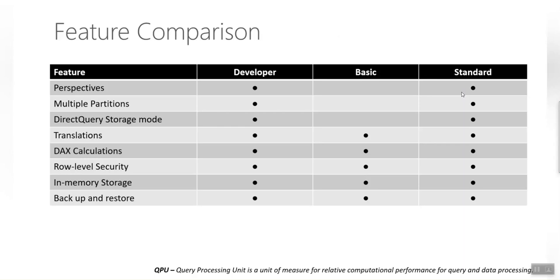The Developer Edition is a really cheap edition that you can use to do exactly what it says, develop. And then the Standard Edition is when you're going live. There's a query processing unit, kind of like the DW with the data warehouse, or the DTU with the SQL database. It's a measure of relative computational performance for queries and things like that and data processing.